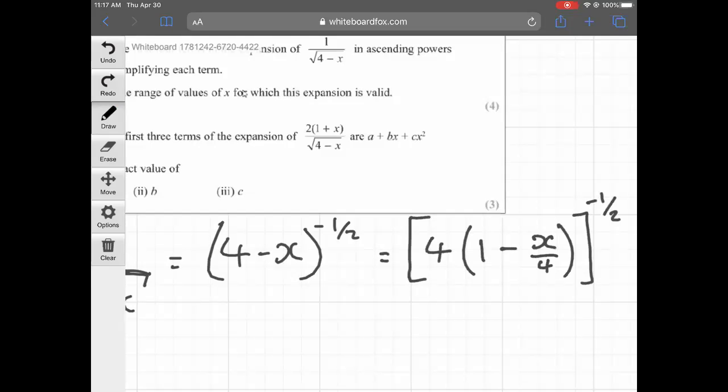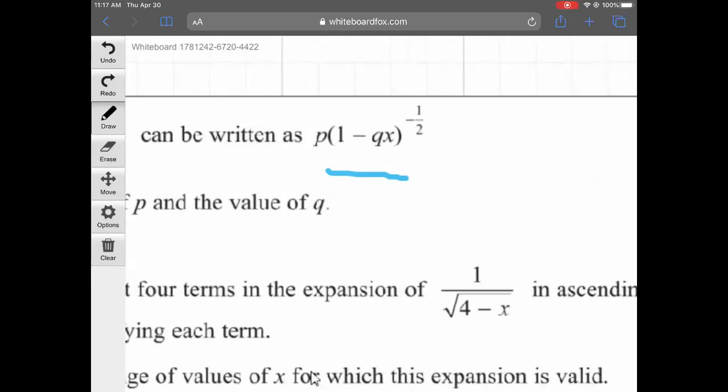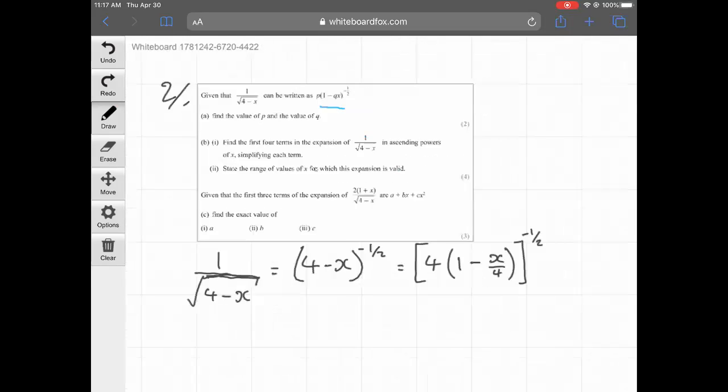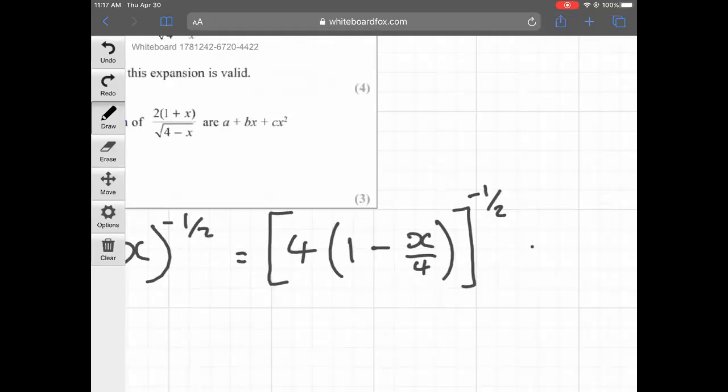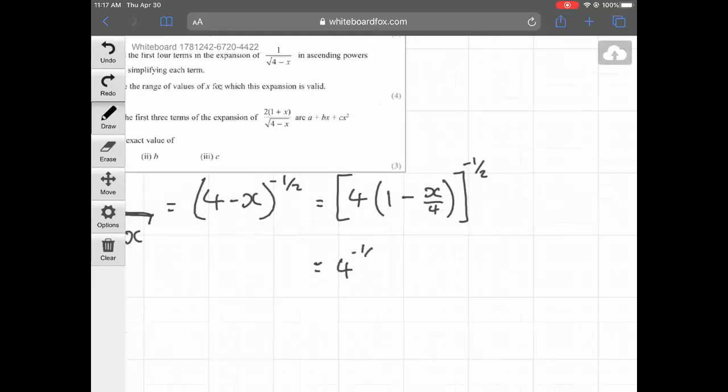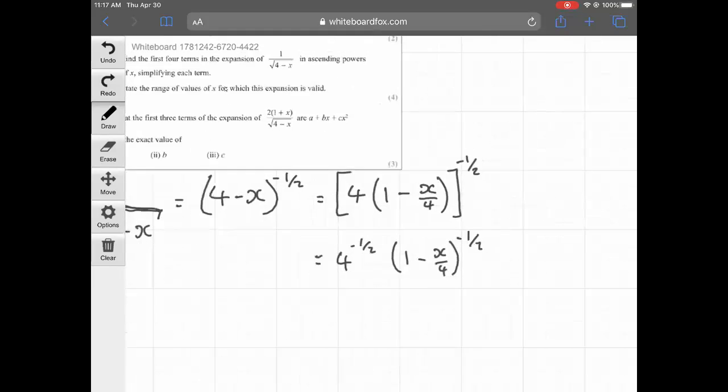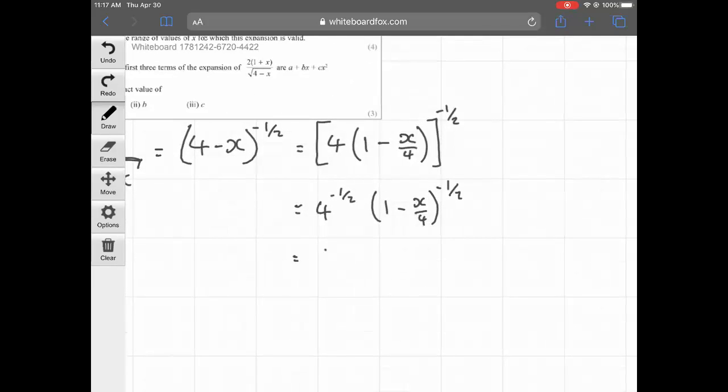And now the last step is to essentially evaluate the 4, because this is using the rule that the square root of a times the square root of b is the square root of a times b. So all of this in the bracket is to the power of minus a half. So this is the same thing as 4 to the minus a half times the bracket to the power of minus a half. Oh no, mistakes making. Yeah. Oh, okay. So 4 to the power of minus a half is 1 over the square root of 4, which is a half, times 1 minus x over 4. So be extremely careful with these steps.